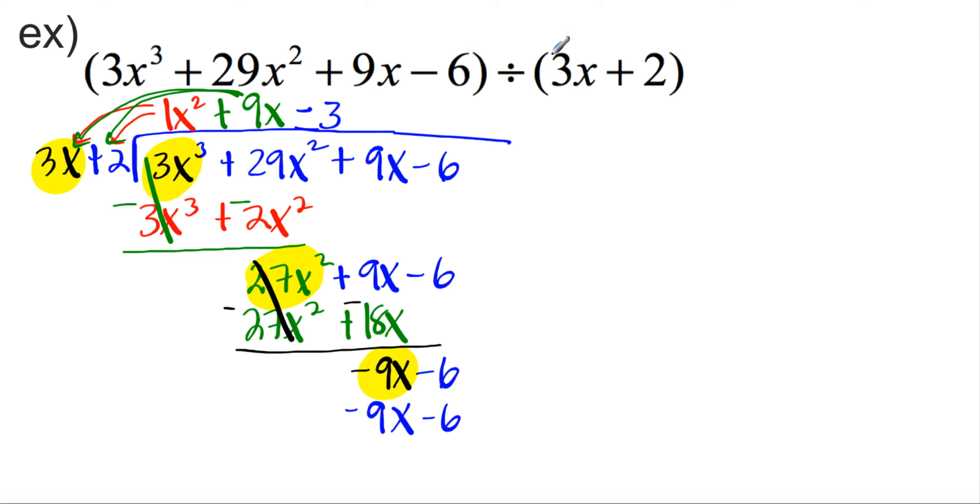We're subtracting, so that means we need to draw the line and change both signs. So this time, this becomes a plus, and this becomes a plus. Negative 9x plus 9x is 0, so those cancel. Negative 6 plus 6 is 0, so those cancel. So we do not have a remainder, and our final answer is x squared plus 9x minus 3.